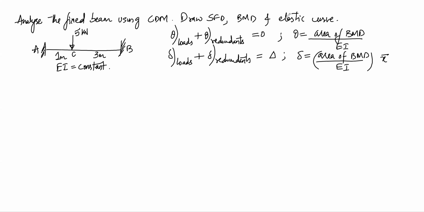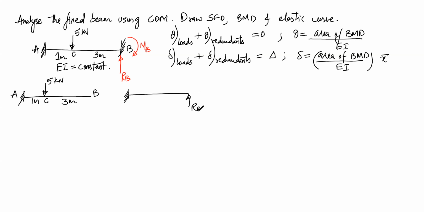Now here let us choose the redundants as reaction at B and moment at B. The direction is up to you, and this can be divided into cantilever with point load 5 kilonewton, 1 meter, 3 meters, and it can be cantilever with RB, 4 meters, and one more beam will be cantilever with moment MB. The span is 4 meters.